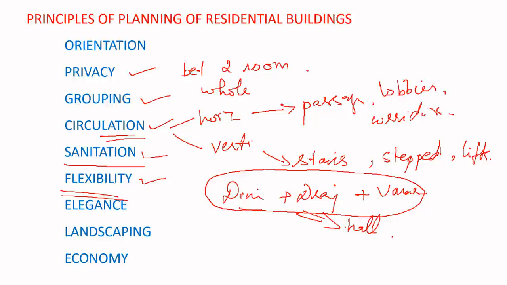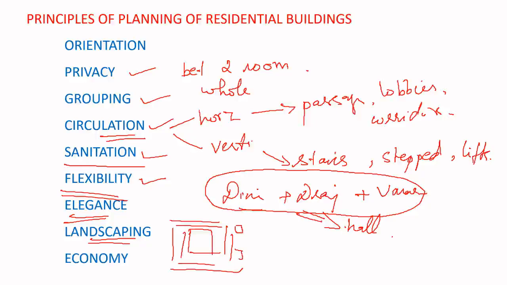Next is elegance, that is the outward appearance, the look which allows your building to diffuse into the adjoining environment. That is called elegance, good look. Next is landscaping. So you will have a building and you will have space around your building, and this space should be suitably covered with greeneries and plants. You have to plan accordingly: what type of plants you can place, what type of greenery you can plant, etc.